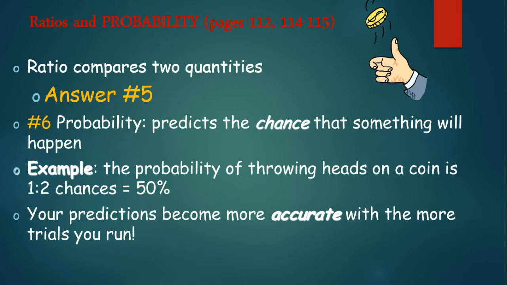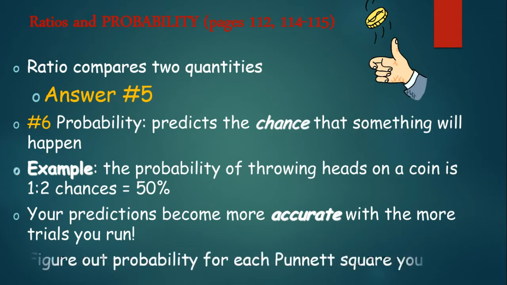Your predictions become more accurate the more trials you run. This means when Mendel was doing his experiments, he repeated the same experiment time and time again until he understood that the probability turns out to be very, very close to what actually happens. From this point on, we're also going to figure out the probabilities for each Punnett square we do.